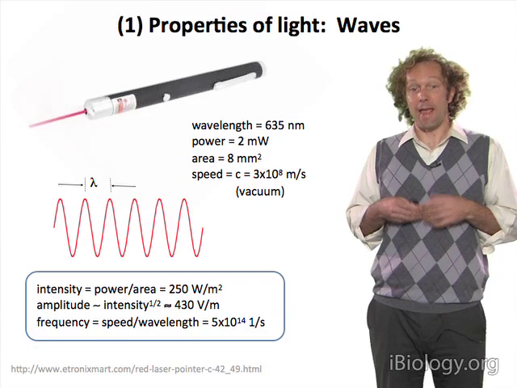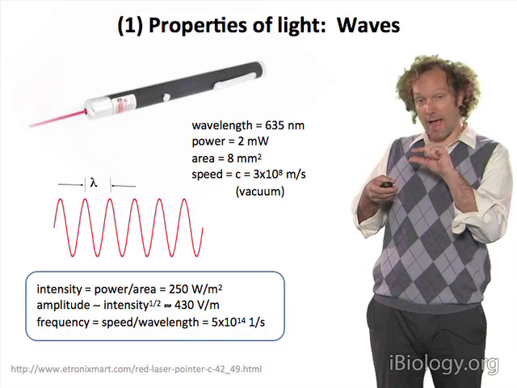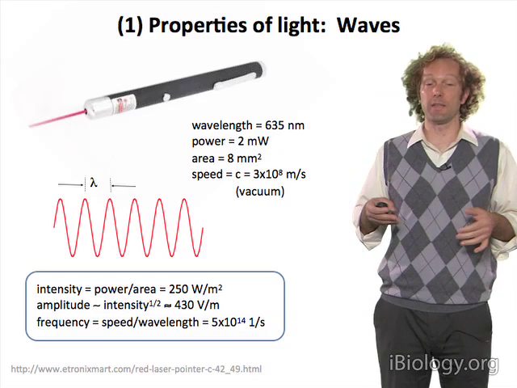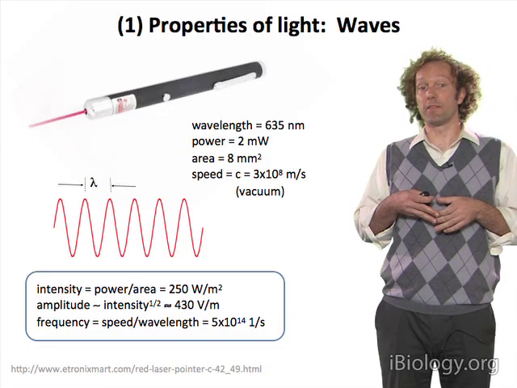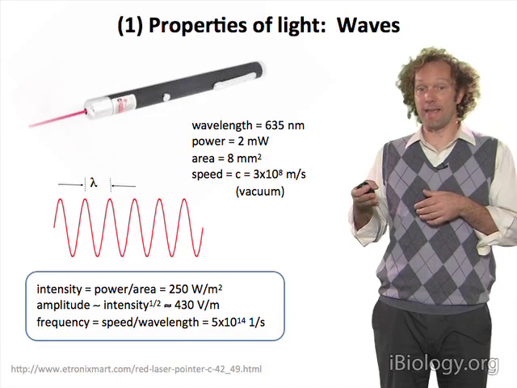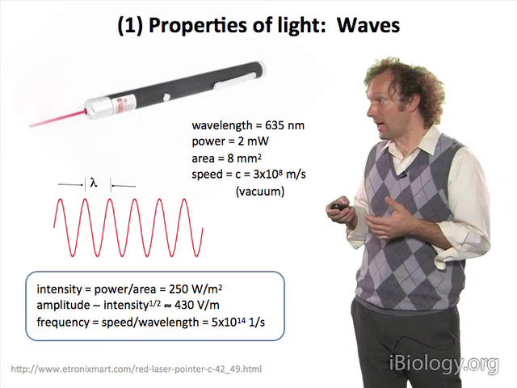Amplitude, so amplitude of the electric field. What is that field locally along the beam of the laser coming out of the laser pointer? If you calculate that, that's proportional to the square root of the intensity, and that ends up being 430 volts per meter. And then we can calculate the frequency. If we know that this is a laser propagating in air, we can take the speed of light in air and divide that by the wavelength and get a frequency in 1/seconds, or hertz. And that ends up being a very large number. So that's frequency, intensity, amplitude.